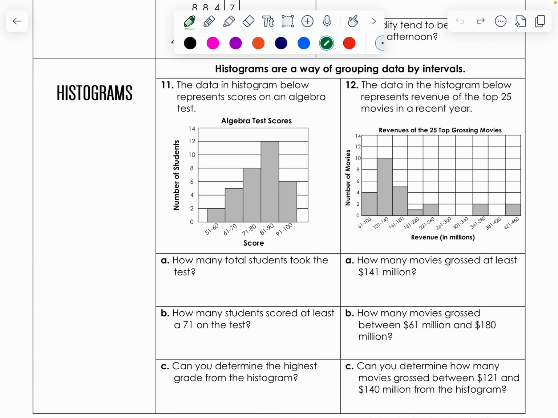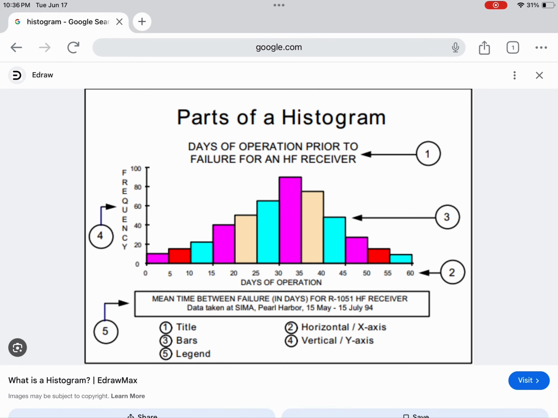But just as a quick review here, I found a diagram of a histogram to help us review for these last 6 review questions here. So look at circle number 1. This is our title of the data, the title of the histogram, whatever we're trying to measure here. That's going to be at the very top.